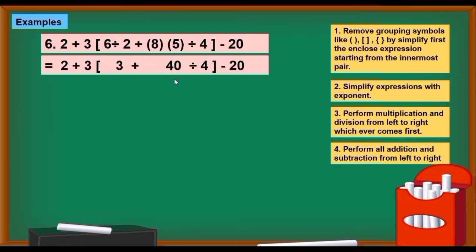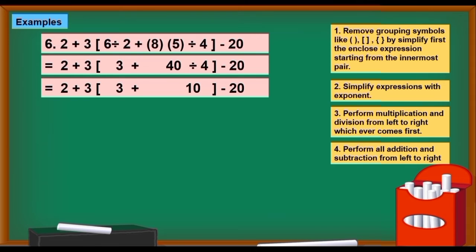So, ano pong gagawin? So, next, we have 2 plus 3. So, 6 divided by 2 is 3 plus 8 times 5 is 40 divided by 4 minus 20. Saan po galing yung 3? Galing yan sa 6 divided by 2. And yung 8 times 5 naman po ay 40. So, next. Since may grouping symbol pa po, pwede pa siya na 40 divided by 4. So, 40 divided by 4 is 10.